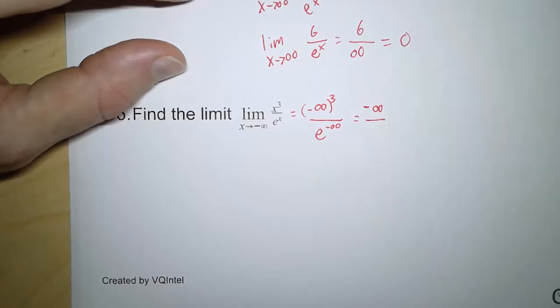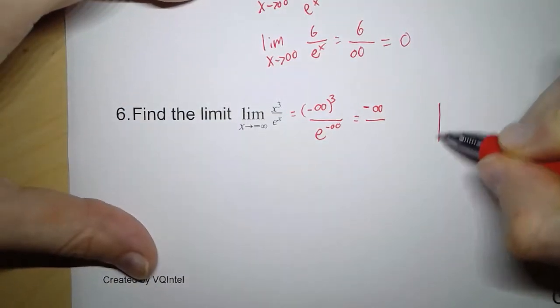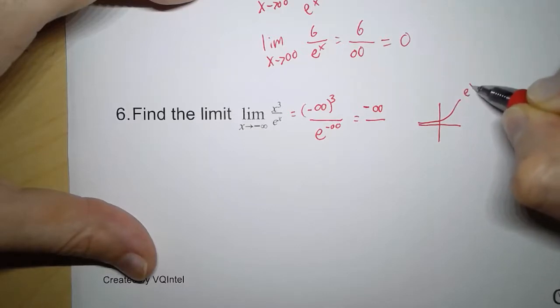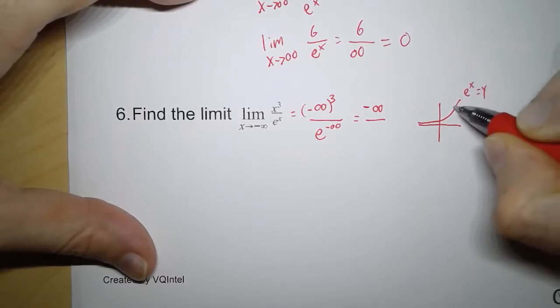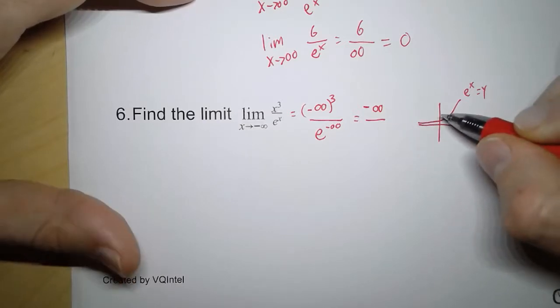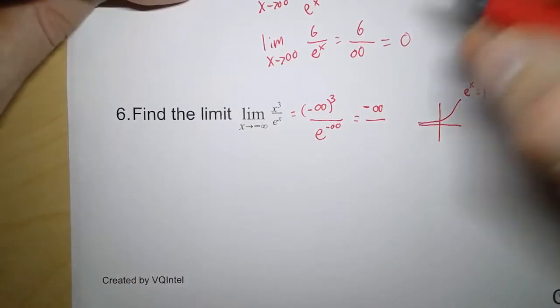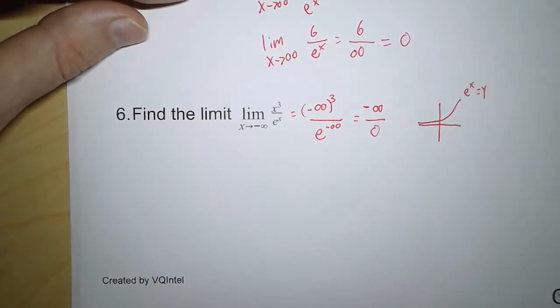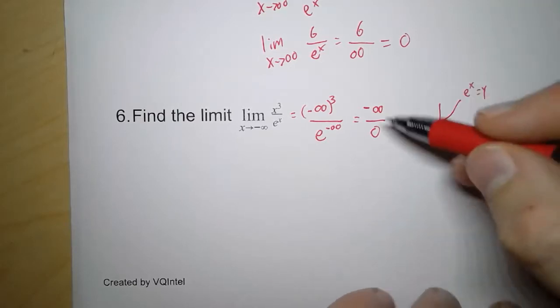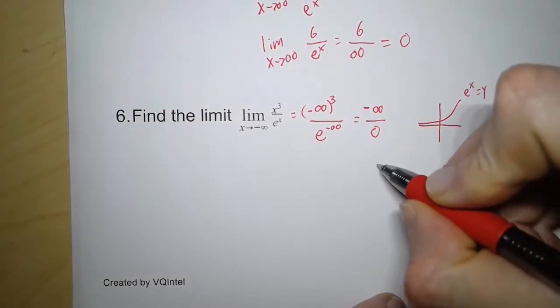But if you think about the graph of e to the x, if I just draw a quick sketch here, here's the graph of e to the x. The idea of it going to negative infinity means it goes off the left-hand side. But the graph of e to the x gets closer and closer to 0. So that means we have negative infinity over 0, like that. So by dividing by 0 here, we have a limit that does not exist.